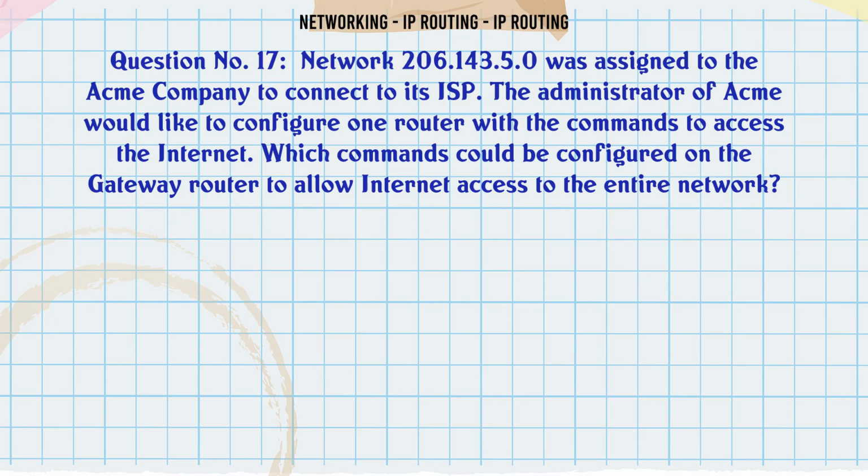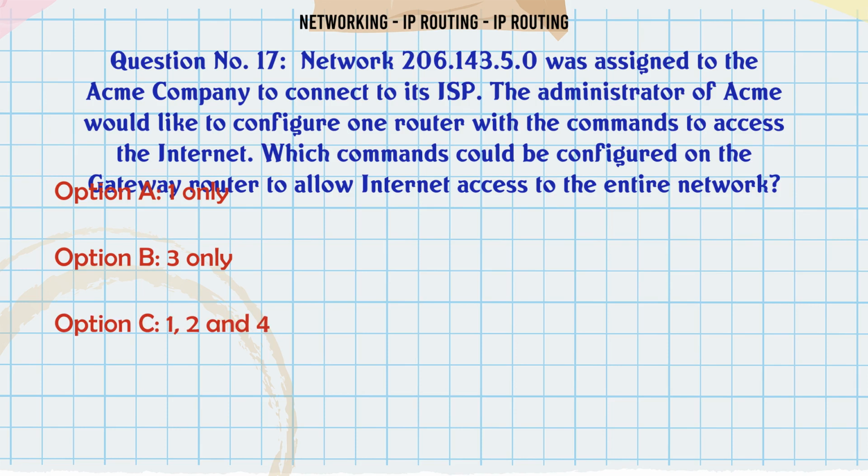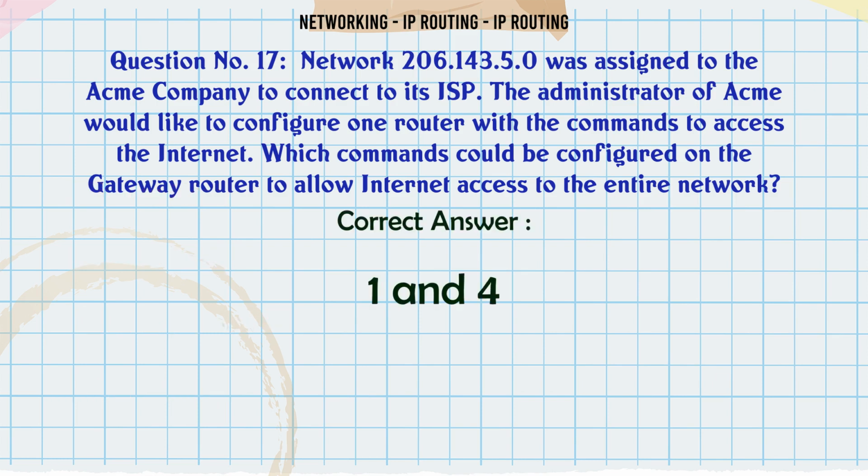Network 206.143.5.0 was assigned to the Acme Company to connect to its ISP. The administrator of Acme would like to configure one router with the commands to access the Internet. Which commands could be configured on the gateway router to allow Internet access to the entire network? A. 1 only. B. 3 only. C. 1, 2 and 4. D. 1 and 4. The correct answer is 1 and 4.